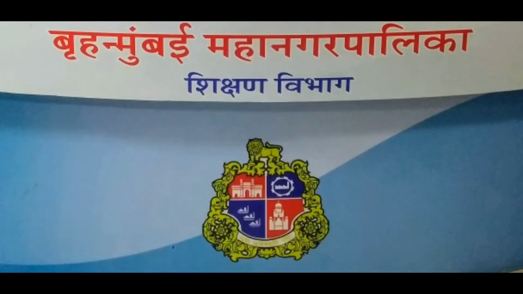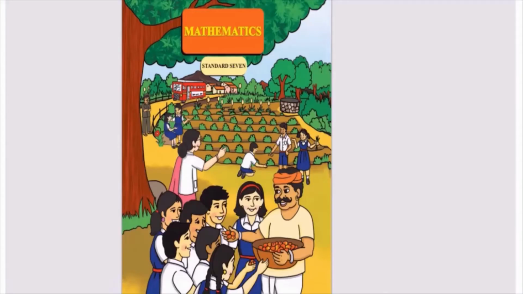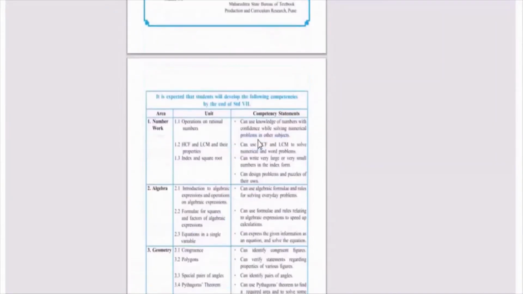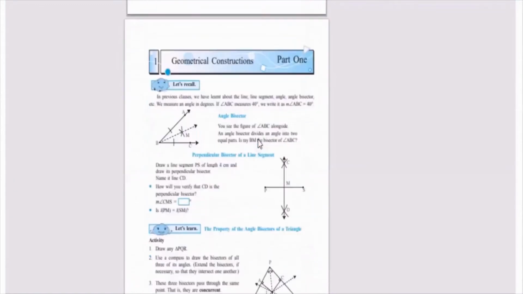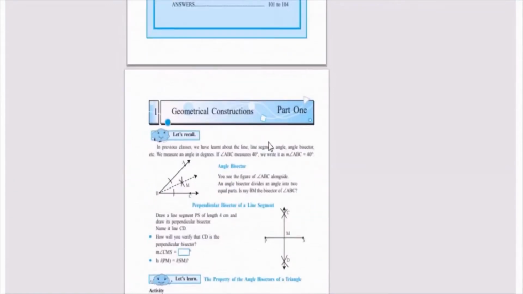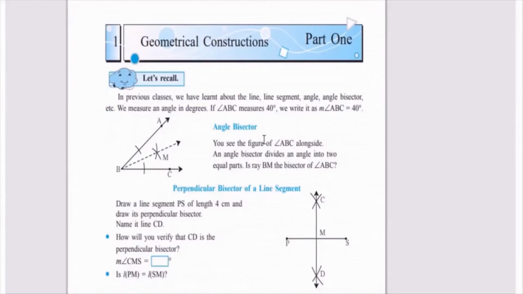Let us begin with our maths textbook. Your maths textbook is this one, and you have the first chapter about construction. Let me show you. Geometrical construction is the first chapter, in which you are supposed to recollect what you have learned in the previous year. First one is about angle bisector, then again perpendicular bisector of line segment.